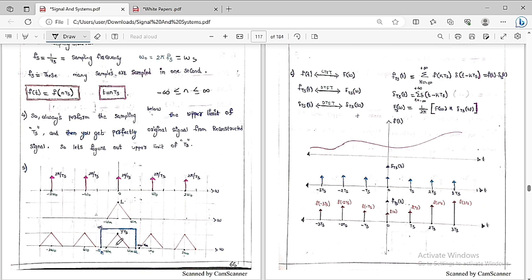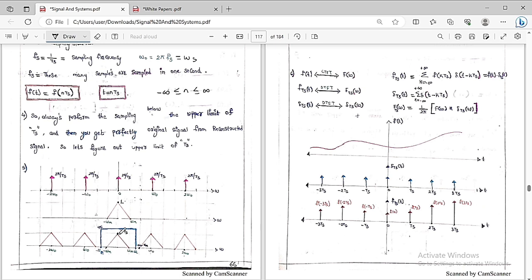So what I will do now, whatever signal I am going to get, I am going to pass through the low pass filter, LPF, ideal low pass filter. So we'll pass the signal to the low pass filter. This low pass filter will have the cutoff frequency minus omega c to omega c, as you can see clearly here. I will choose the low pass filter in this fashion, designed with a cutoff frequency of omega c.